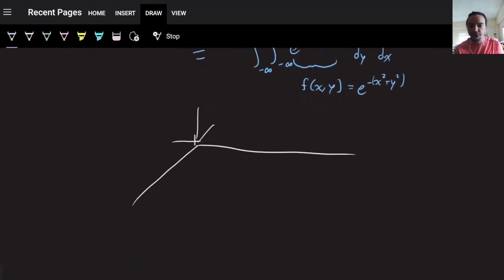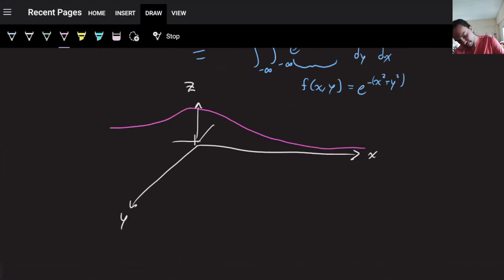so if I define a function by that, then I can draw the graph of this function on the x, y, z space. Okay, so this is the x direction, this is the y direction, this is z. And what am I going to get? I'm going to get a function that looks kind of like a bump.